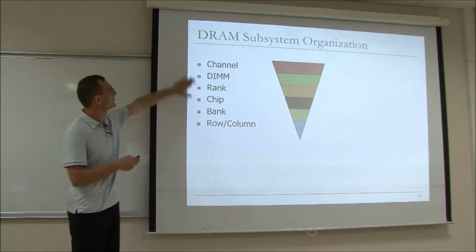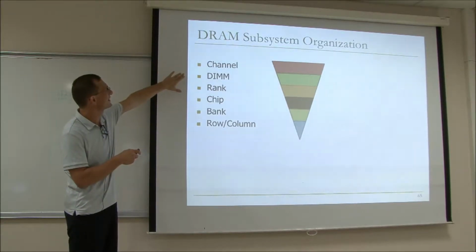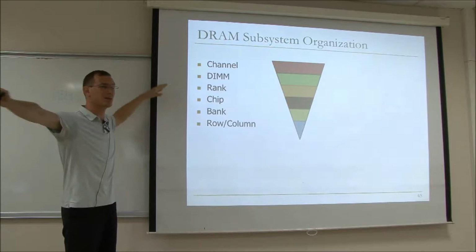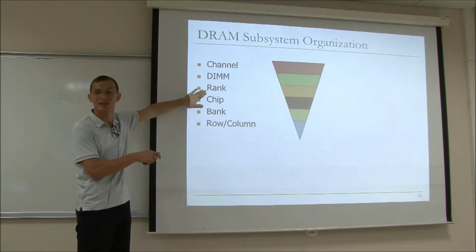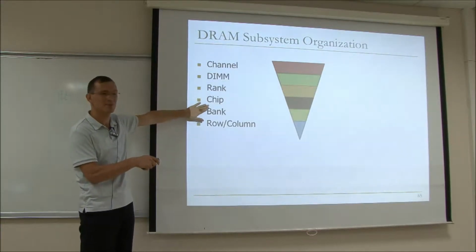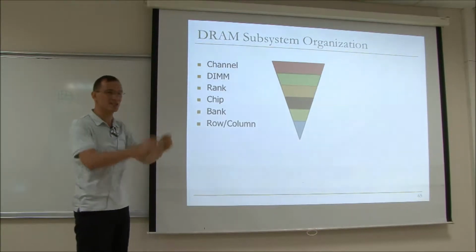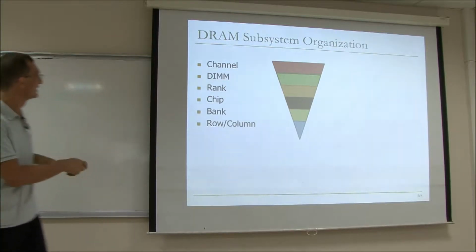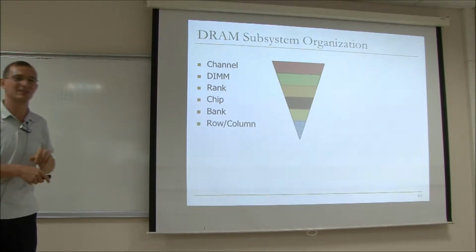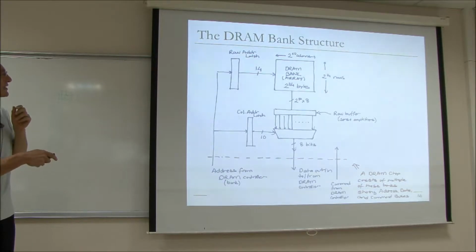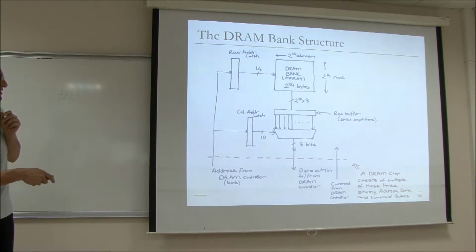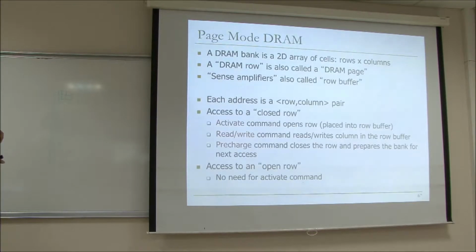This is the top-down view of the DRAM subsystem organization. Basically, you start with a channel and you can have multiple parallel channels. A channel consists of DIMMs, a DIMM consists of multiple ranks, a rank consists of multiple chips, which consist of multiple banks, which consist of that two-dimensional structure. So it's an n-dimensional structure if you actually look at it this way. This is my bad drawing, but this is basically what a DRAM bank looks like. You have this row address latch and this column address latch. And we're going to take this bank and build up something from it.